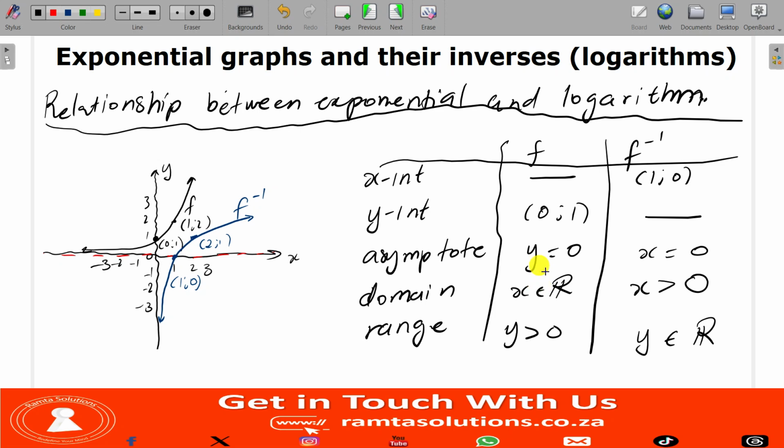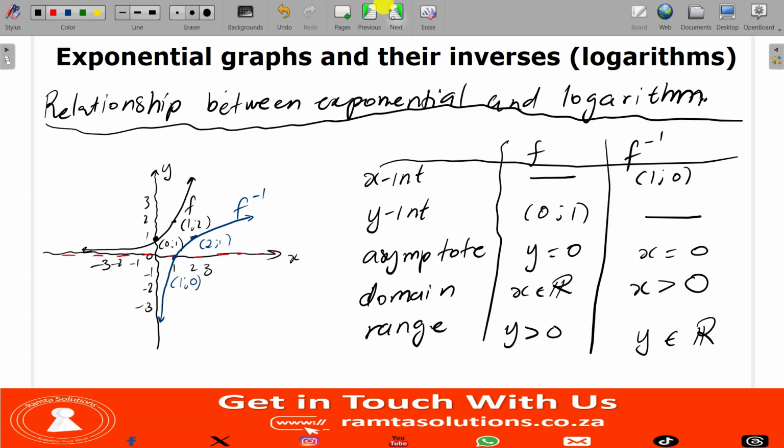That's because you're reflecting on the line y is equal to x. As x becomes y, you only change the value of x to y, and it will become the range in the inverse. Range: y is greater than 0. Because you have to change the y to x, it will now become x is greater than 0. Do you see this? This is what you need to do.